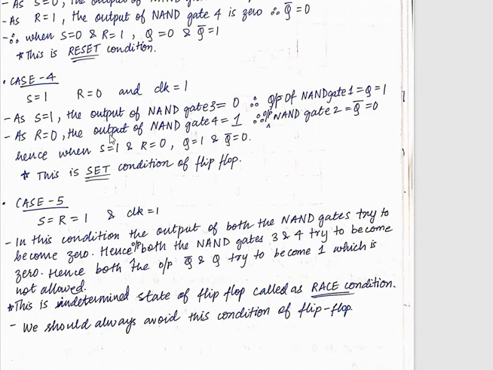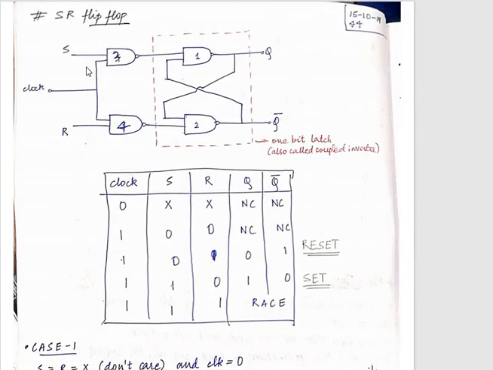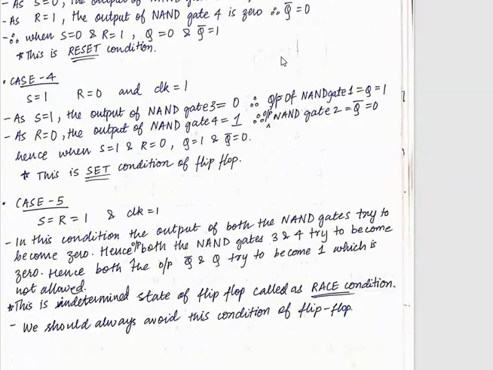Similarly, for case 4, when S equals 1 and the clock is also 1, so 1 and 1, the output is 0. If any one of the inputs is 0, then the output Q will be equal to 1. So this proves that when S equals 1, Q will always be equal to 1, that is, the output will always be 1.